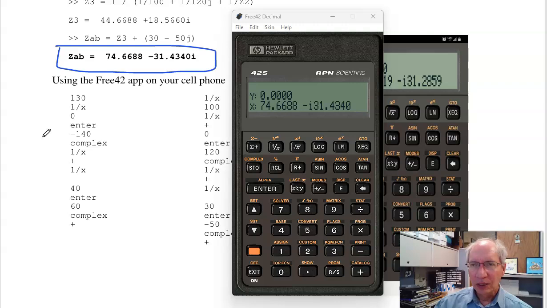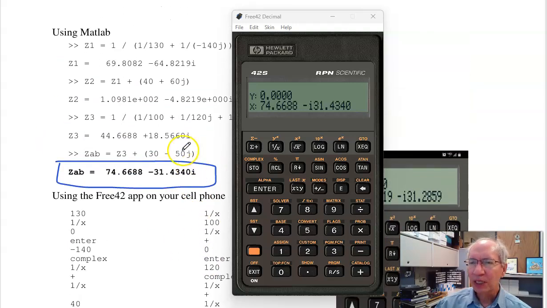So that is homework set number 6 for Circuits 1.